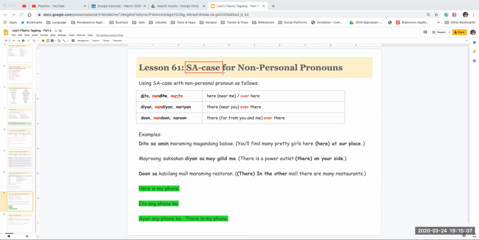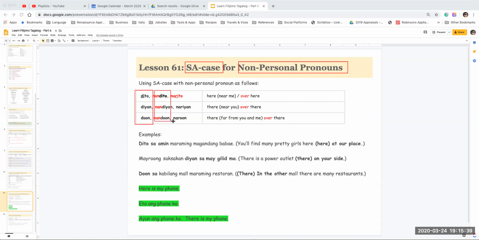Basically, everything that answers "where" is the sa case. Now, when do we use the sa case for non-personal pronouns? When we mean non-personal pronouns, it means it's not a general place, like not sa bakery or not sa bahay or sa Pilipinas. We would use these three. This is the original, or the root, sa case for non-personal pronoun.